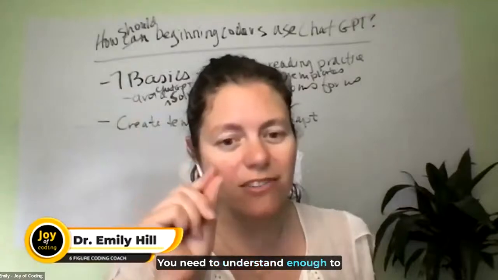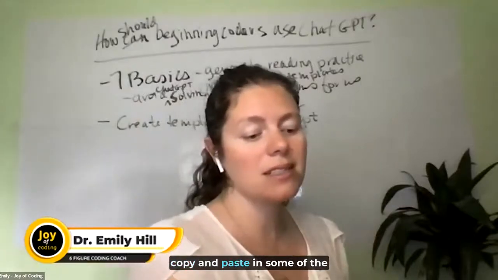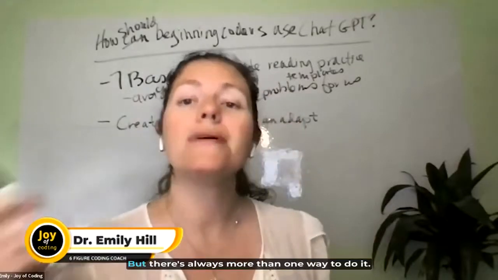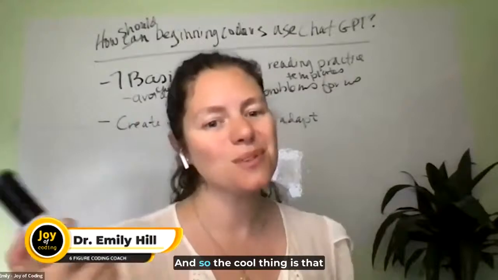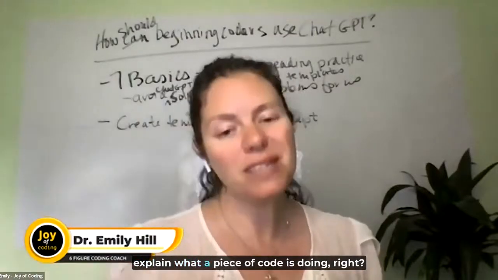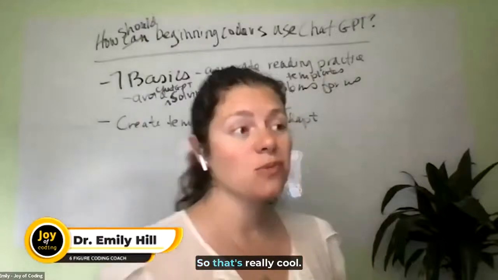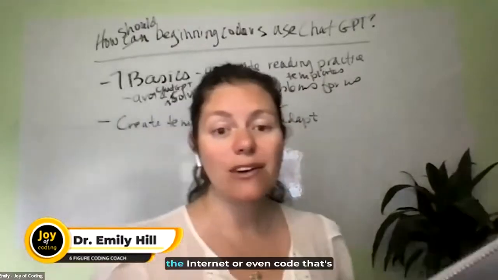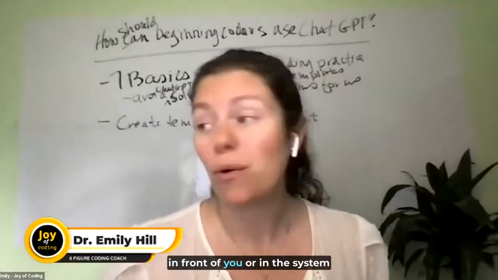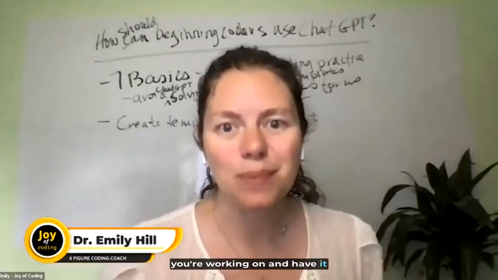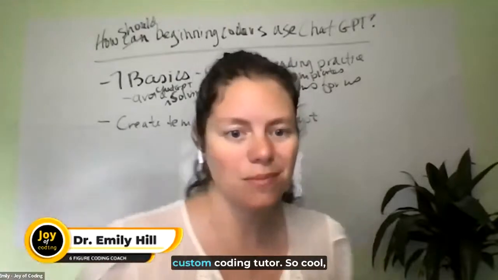You need to understand enough to get it working, to be able to copy and paste in some of the solutions you're seeing. But there's always more than one way to do it. And so the cool thing is that ChatGPT can also be used to explain what a piece of code is doing, right? So that's really cool. So you can also get examples on the internet or even code that's in front of you or in the system you're working on and have it explained to you, like an awesome custom coding tutor.